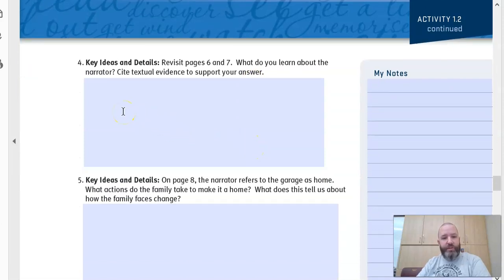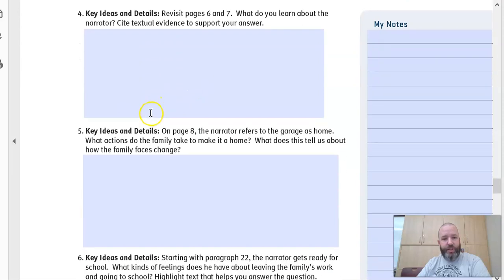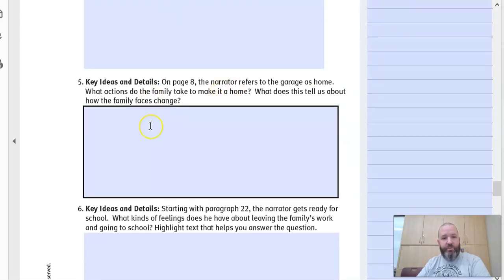Number 4, revisit pages 6 and 7. What do you learn about the narrator? Cite textual evidence to support your answer. So once again, on page 8, the narrator refers to the garage as home. What actions does the family take to make it a home? What does this tell us about how the family faces change?